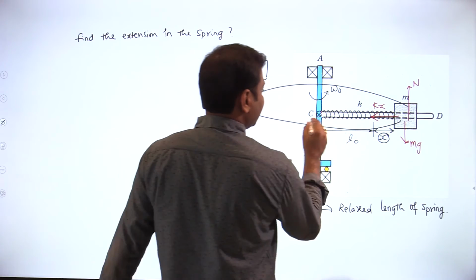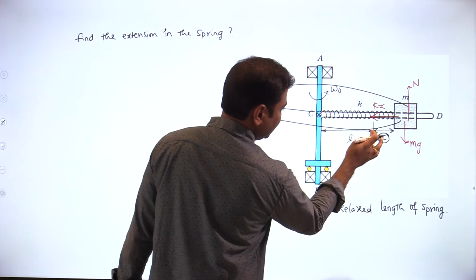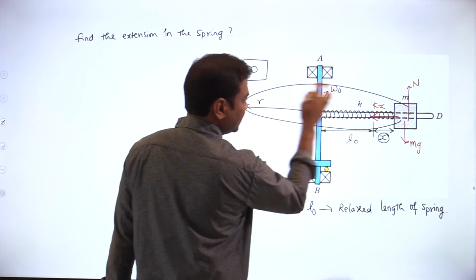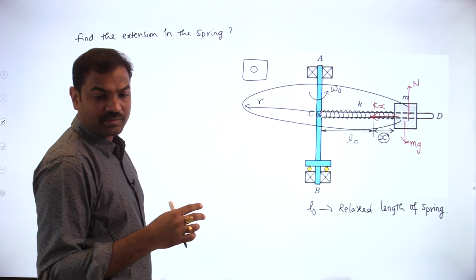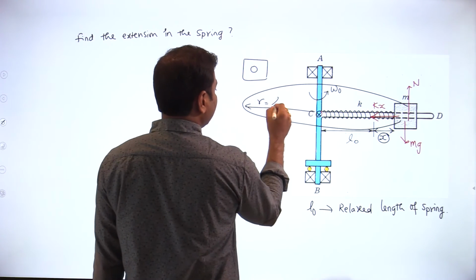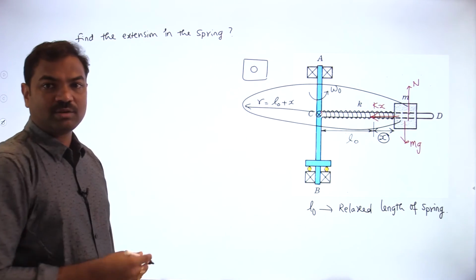Now what is the radius of the circular path? L naught is there initially, now it is extended by x amount. Then what is the total distance of the block from the center? So the radius is L naught plus x. The circular motion radius is L naught plus x.